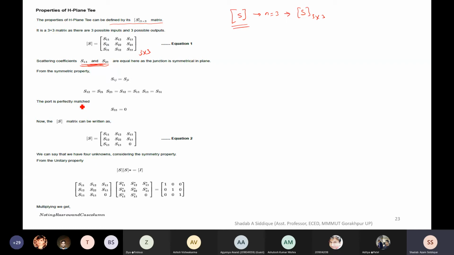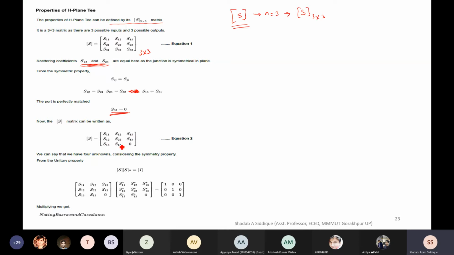Now port 3 is perfectly matched, so this we can eliminate. Perfectly matched means S33 should be equal to 0. So we can substitute here, and we have S11, S12, S13, then S12, S22, S13, and S13, S13.